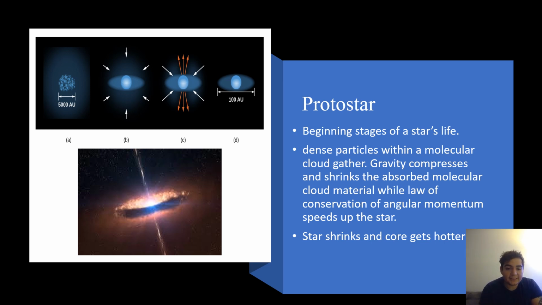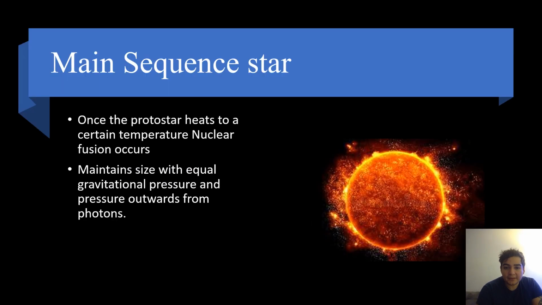Also, while it shrinks, the core will also get hotter. Over time, it'll get hot enough to where nuclear fusion will occur, and that's when you get your main sequence star. It maintains its size with equal gravitational pressure, which is inwards, and outwards pressure from the photons.